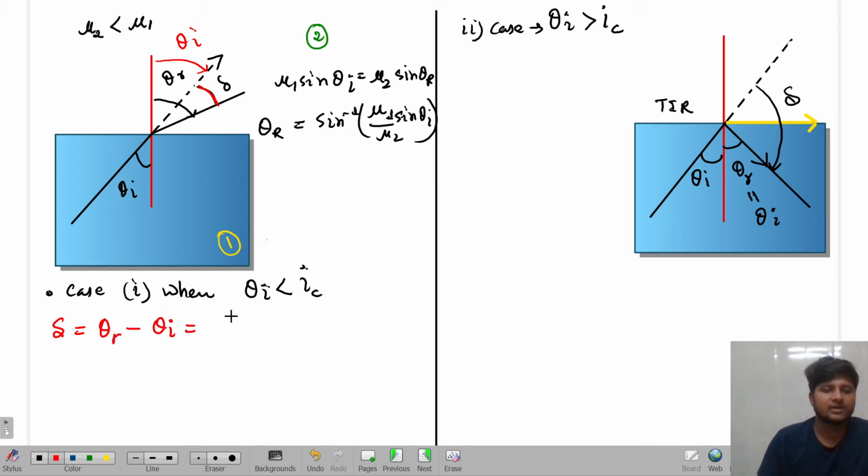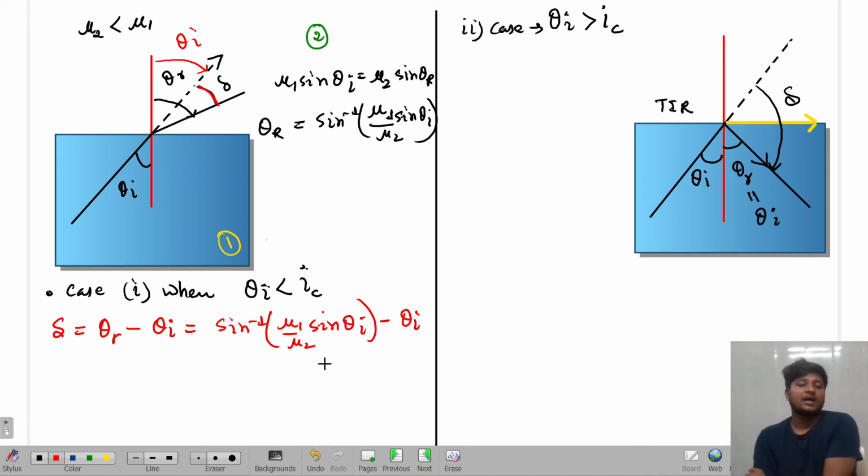Now you know the value of theta R: sine inverse of mu1 by mu2 sine of theta I, minus theta I. This is your relation to find the deviation in the case of incidence angle which is less than the critical angle. Remember this line, this word: incidence angle which is less than the critical angle. Got it or not? Yes or no?